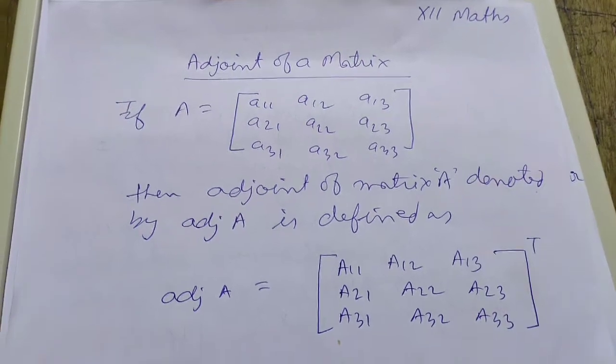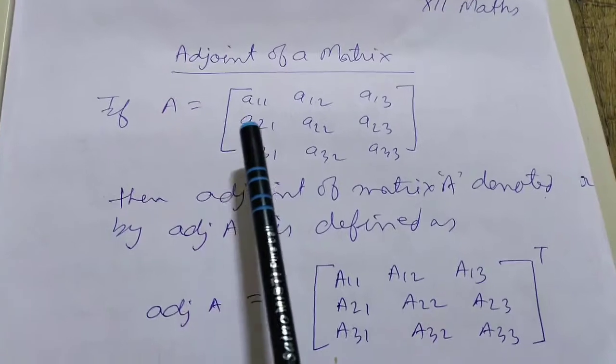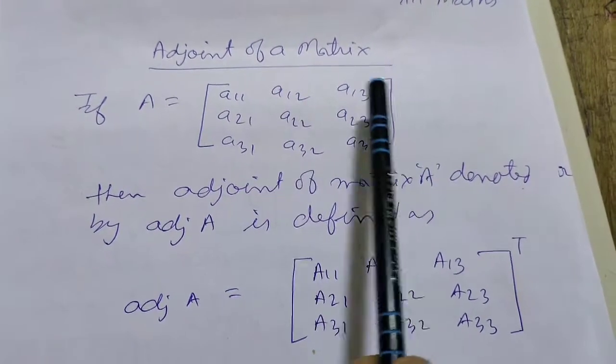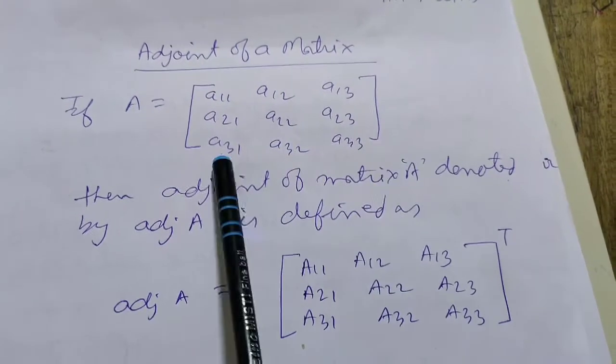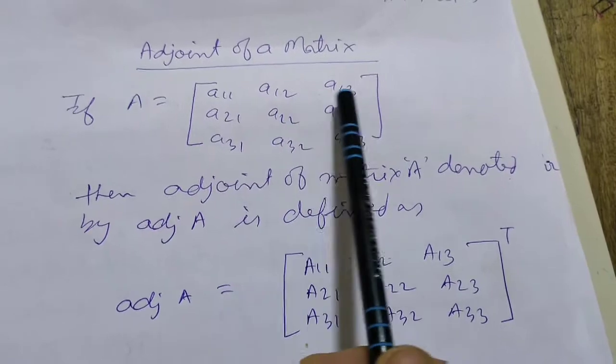Students, in this video, we learn the concept of adjoint of a matrix. Here we have a square matrix A with the elements A11, A12, A13, A21, A22, A23, A31, A32, A33. Then we'll find the cofactors of each of the elements of the matrix A.